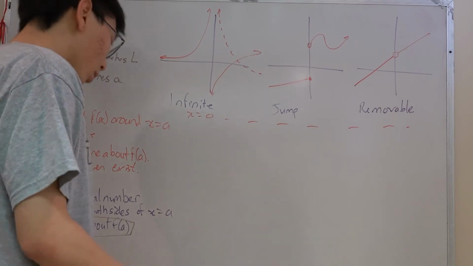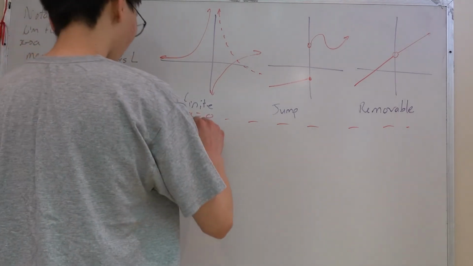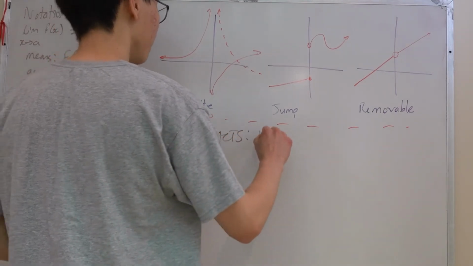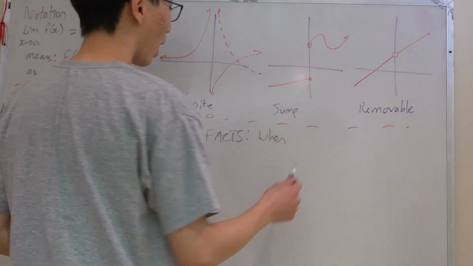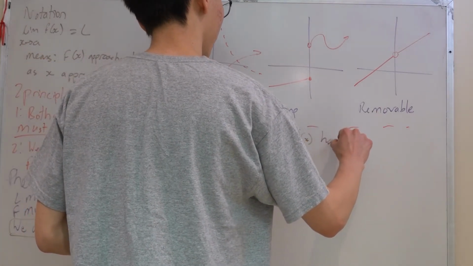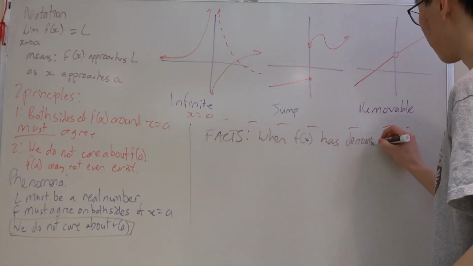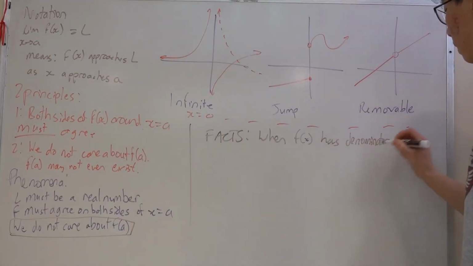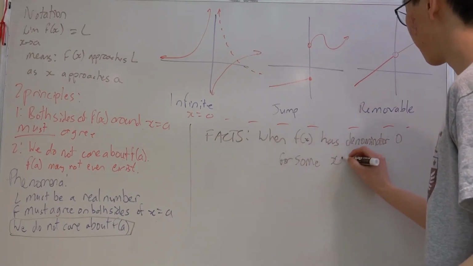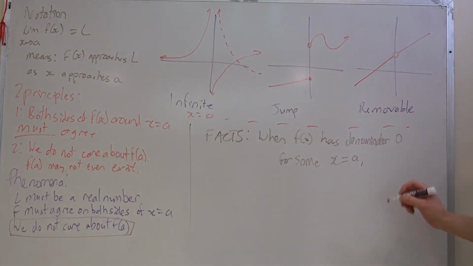Okay? So here are some facts. When you have a function that has denominator 0 for some value of x, let's call it a, there will be a discontinuity.